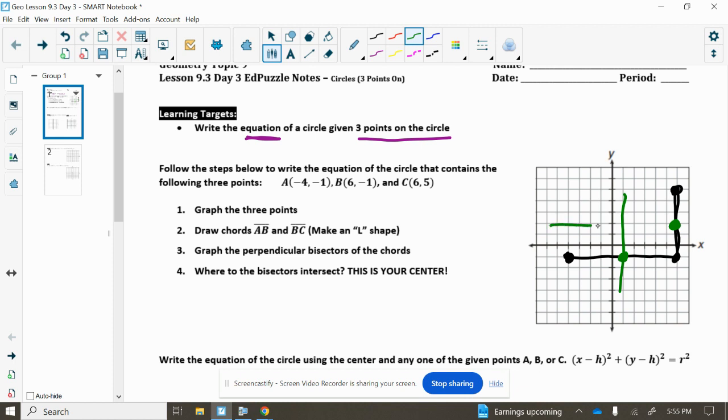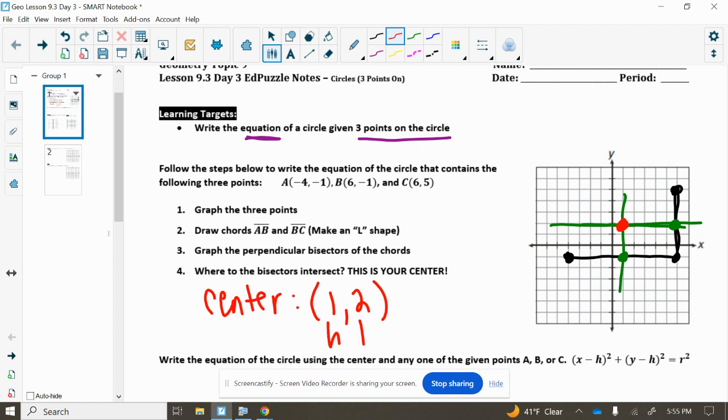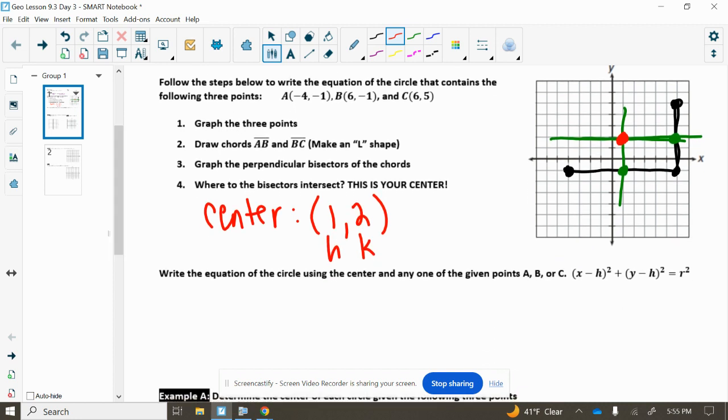Last but not least, we're going to draw in the perpendicular bisector connectors here so that where these lines intersect is the location of my center of my circle. So in this case, my center is going to be at 1, 2, and again, that's my h and my k value. So as I start plugging into the equation of my circle, I have x minus h, quantity squared, plus y minus k, quantity squared, equals my radius value squared.